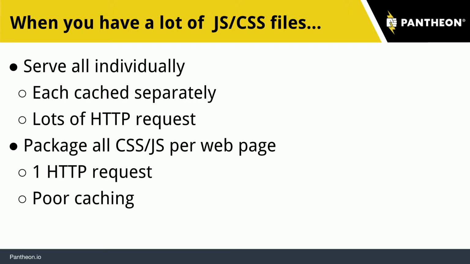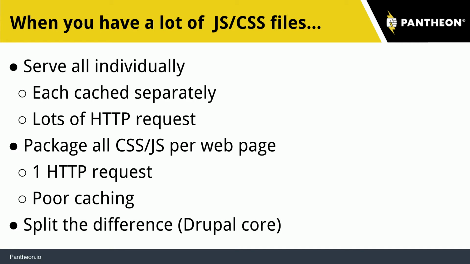So you get one HTTP request, but you get poor caching. In Drupal core, we basically split the difference. In that Chrome developer tool screenshot we saw earlier, there were multiple CSS files and multiple JavaScript files, even though aggregation was being turned on. And I think that's a decent answer.